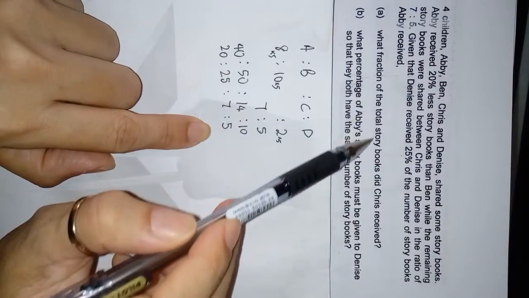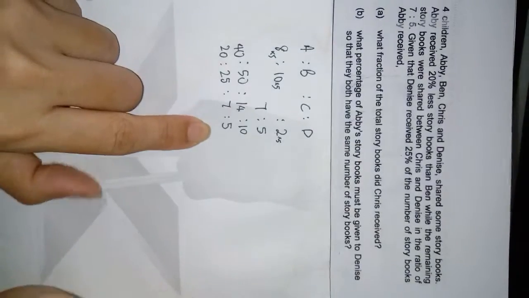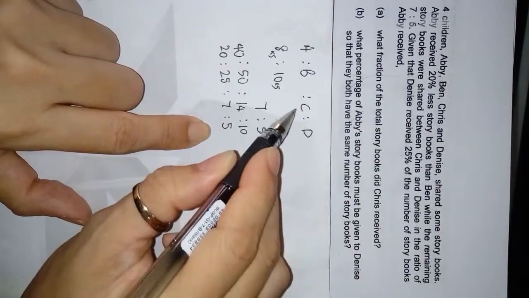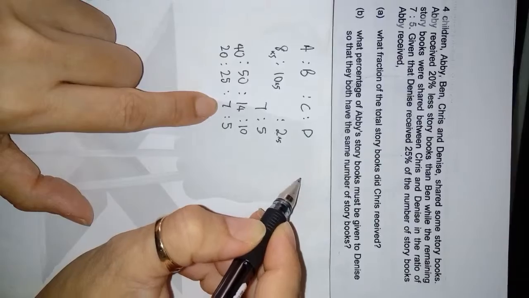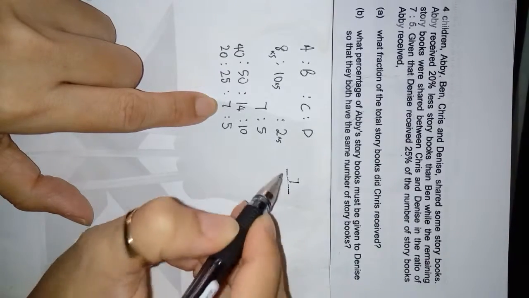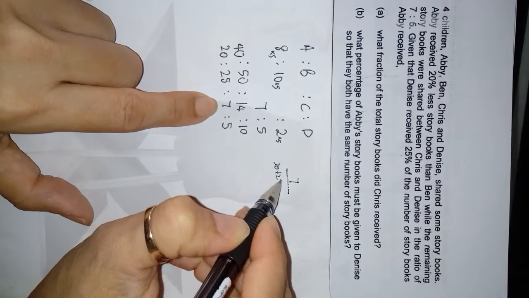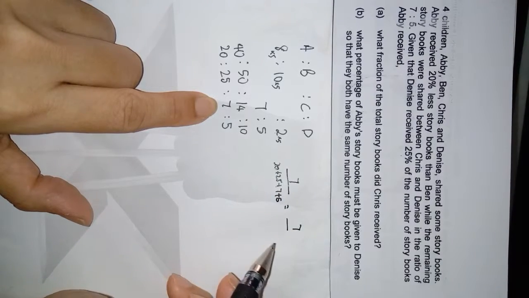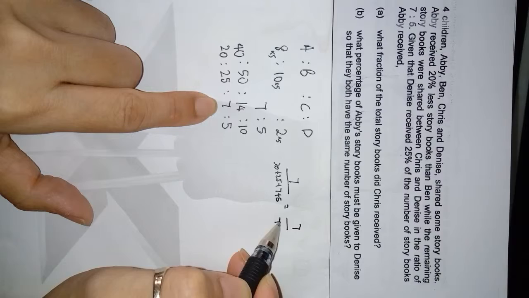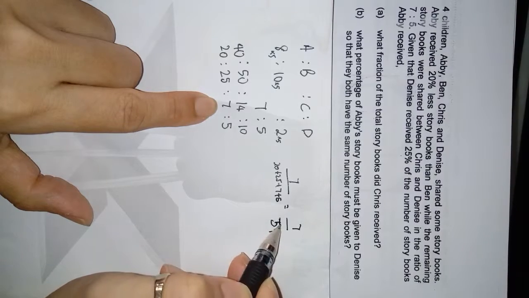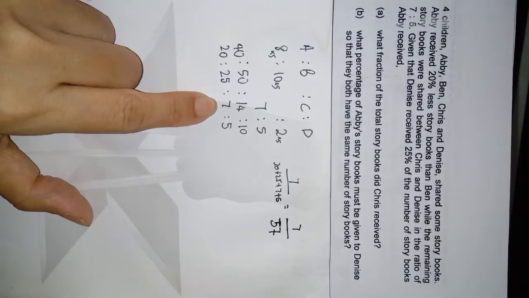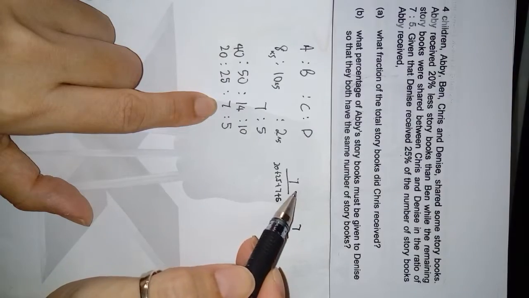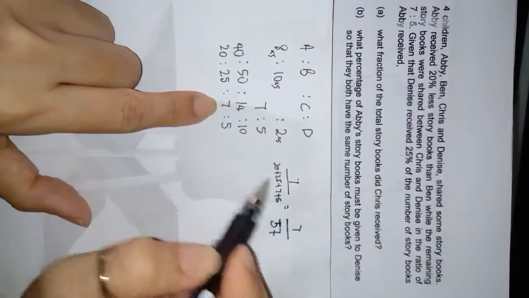What fraction of the total storybooks did Chris receive? Chris is C, right? He got 7. What is the total? So you've got 7 out of 57. That's all, 7 out of the total. So you add everything together.